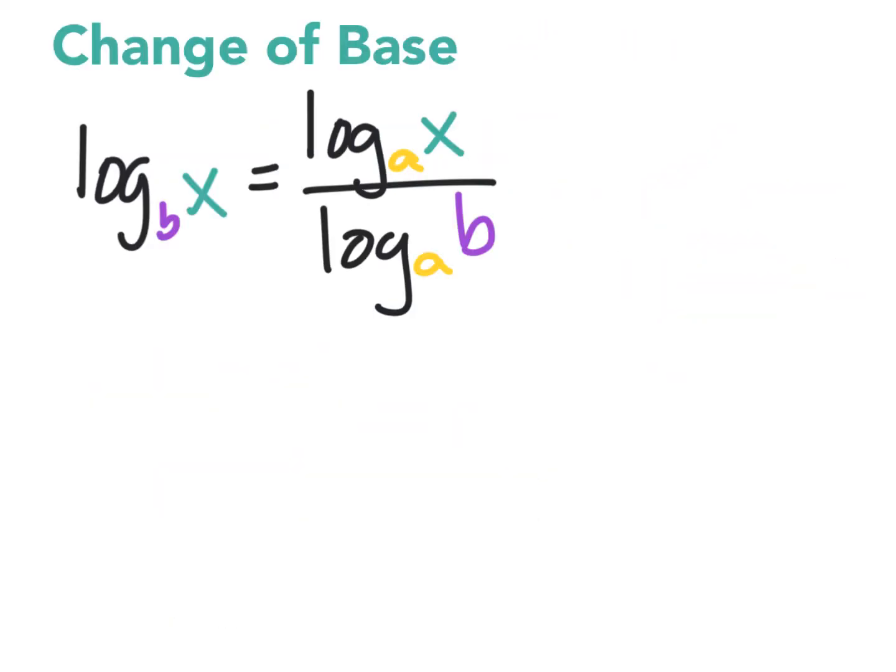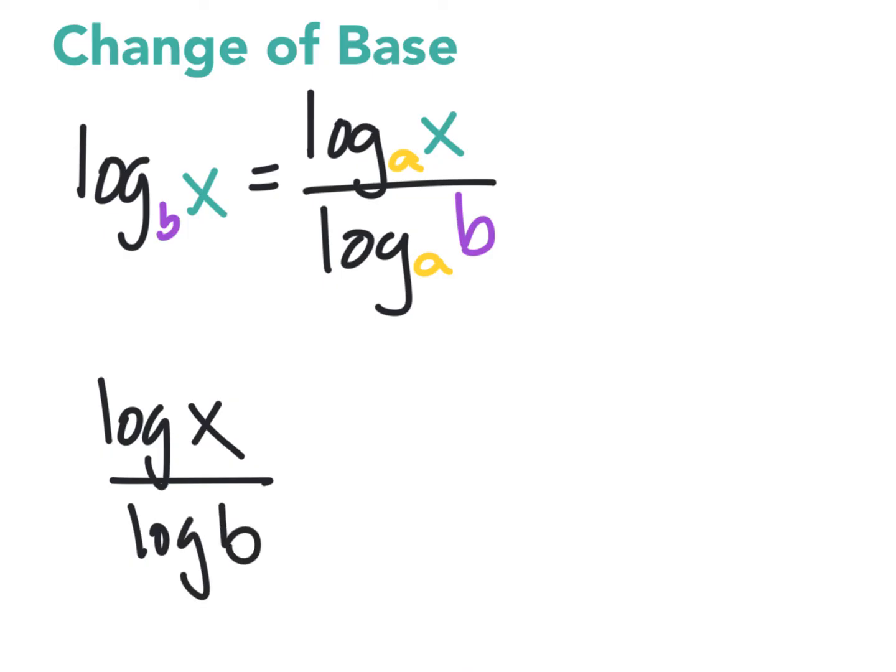All right, sometimes we have inconvenient bases, so whenever we're asked to evaluate, we have to use change of base. And so for log base b of x, we can rewrite this as log base a of x over log base a of b. And if we set a equal to 10, we can just rewrite that as the log of x over the log of b. Or I could set a equal to e, and I'd have log base e, or the natural log of x over the natural log of b.